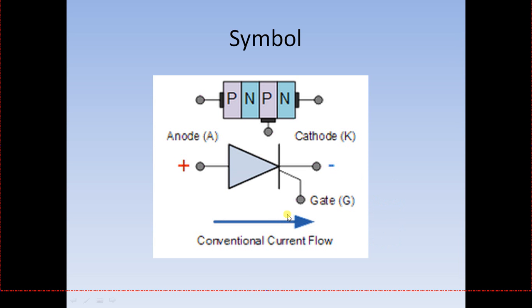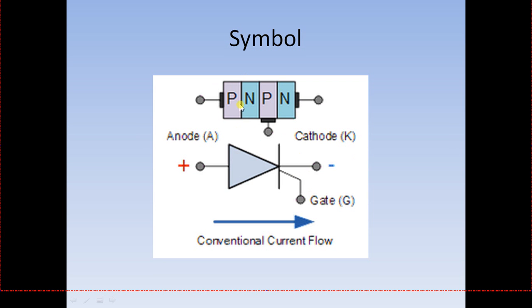So this is the symbol of the Thyristor. It is similar to that of the diode. The triangle, the vertical line. The only difference is the gate terminal. Okay. And the physical construction is shown in this diagram.